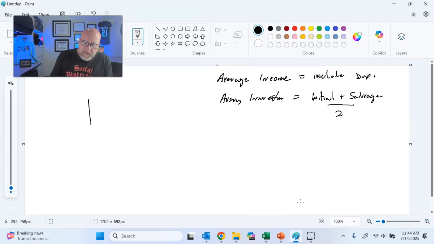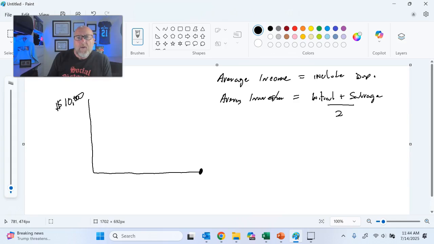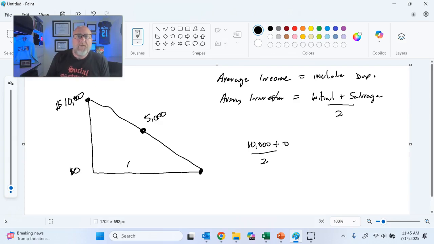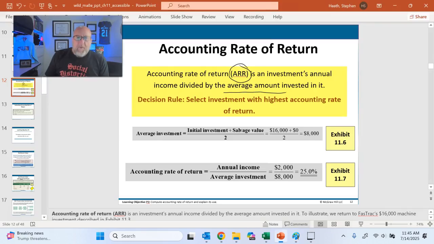And so what we're saying here, the average investment, if you think about we acquire something, I'm going to make it super simple. We spend $10,000 on equipment and it has no residual value. Therefore, the asset's going to depreciate from 10,000 down to 0. And what we're saying is the average investment is the midpoint between the initial investment and the salvage value. And we don't even have to do any crazy math. It's 5,000. The formula is 10,000, the initial investment, plus 0, divided by 2. All right, now we can go back to the slide.